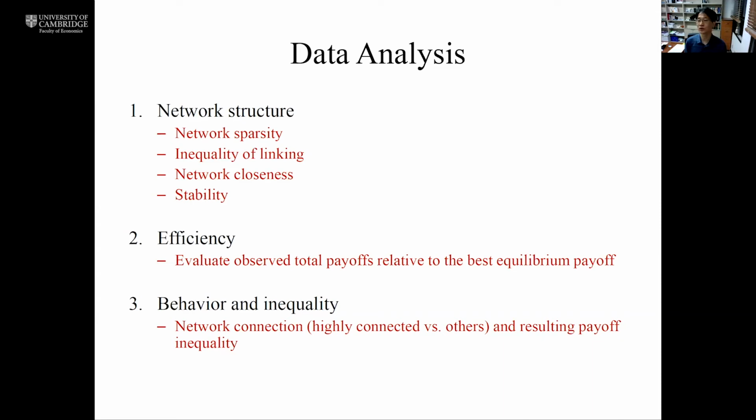And also we see the other guy's activity as well. Now the second feature is the level of efficiency. In order to evaluate the efficiency, we observe the total payoff at any moment of the time relative to the total payoff achieved by the best equilibrium outcomes. And then finally, we'll also look at the behavior and also the inequality.